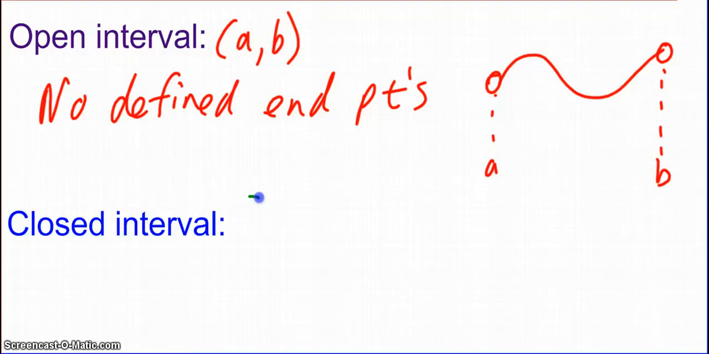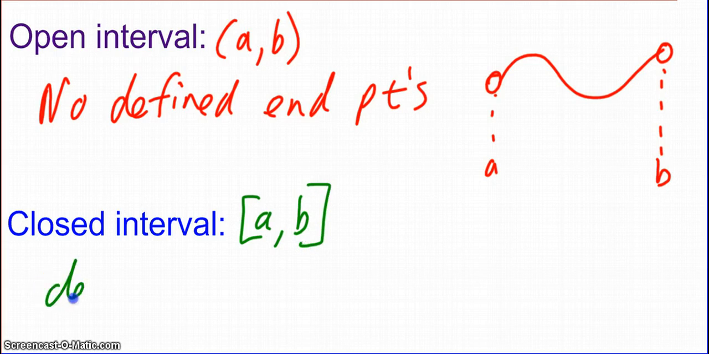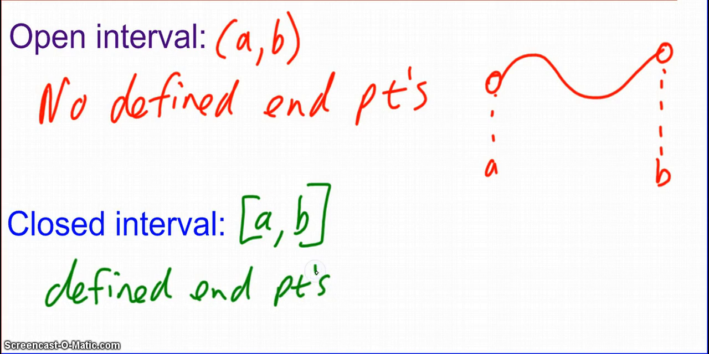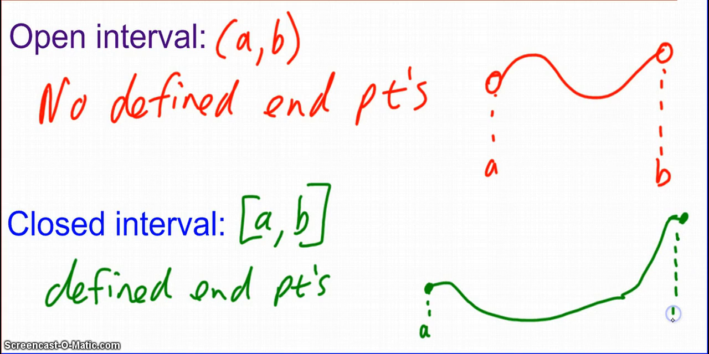A closed interval would be our brackets. This is where we have defined endpoints. So here, the picture could look like this. That's a bad picture because this is not a function there, so let me make a quick adjustment. There we go. So that would be b. That would be a closed interval.